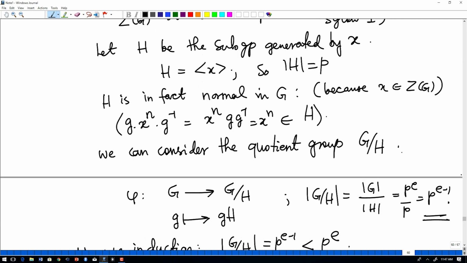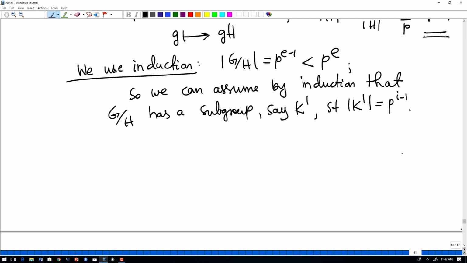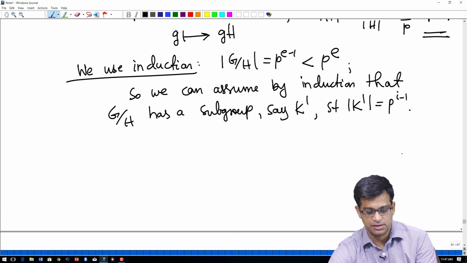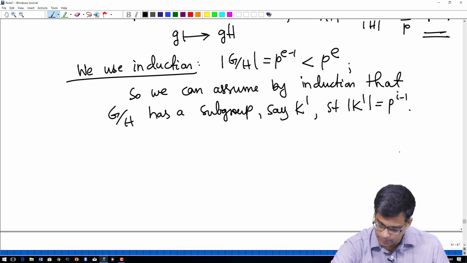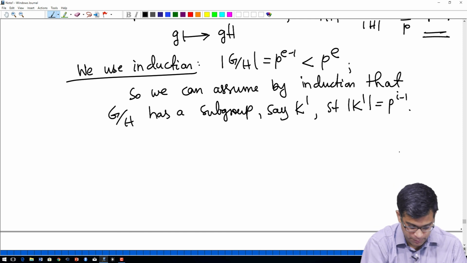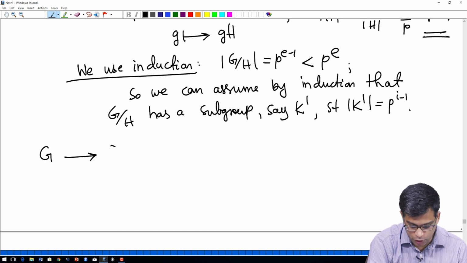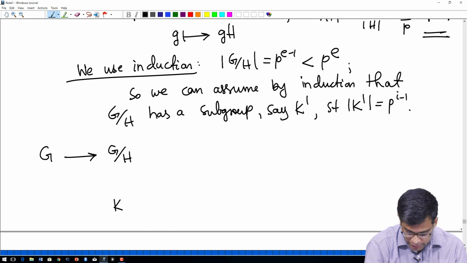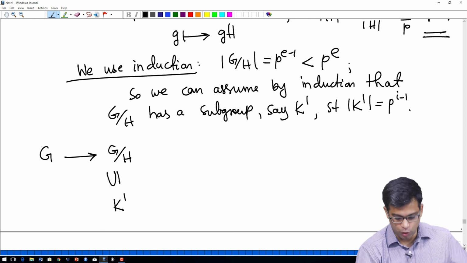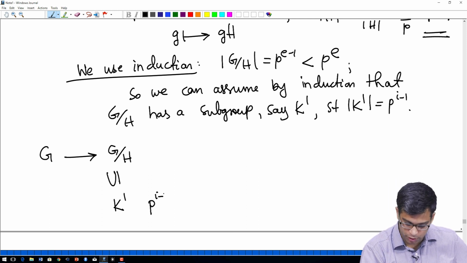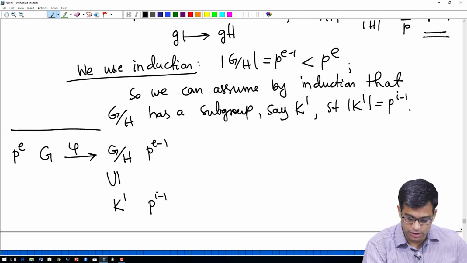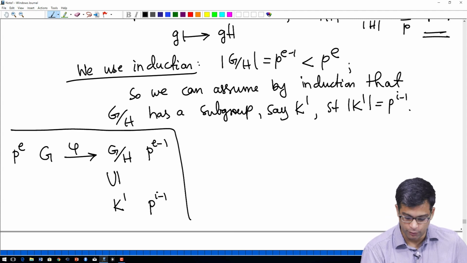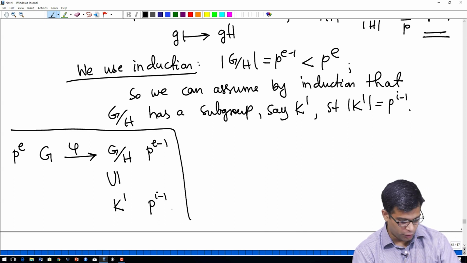I am going to use the induction hypothesis to suppose that G mod H, which is a group of order less than p power e, has a subgroup of order p power i minus 1. So, what is the picture? We have G mod H, and K prime, which is a subgroup. This has order p power i minus 1, this has order p power e minus 1, and this has order p power e. How do I get the K that we want, the subgroup of order p power i?